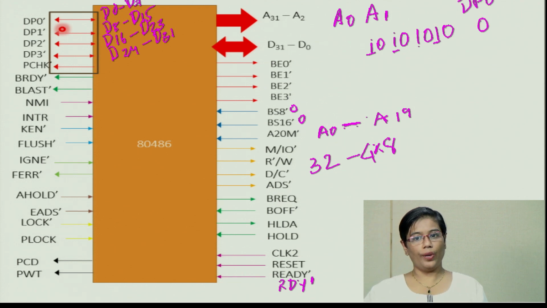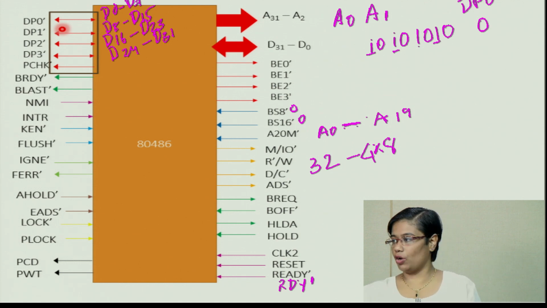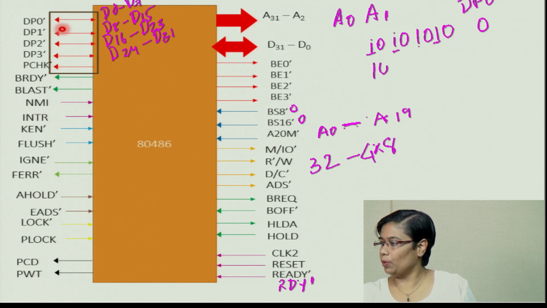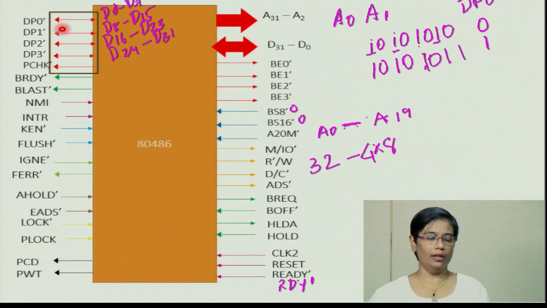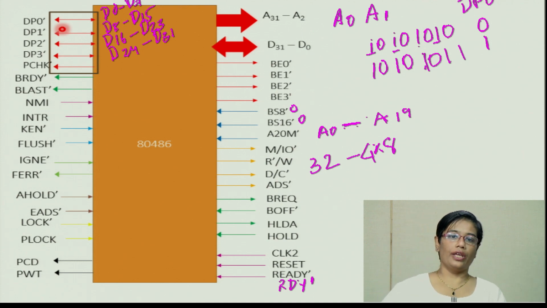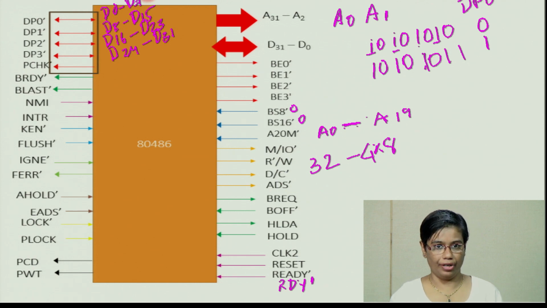If the data available on D0 to D7 happens to be AB instead of AA, so AB would be 10101011. In this case, there are an odd number of ones. So DP0 would be 1 to maintain the even parity. So each of these parity bits is associated with 8 bits of data. So D0 to D7 with DP0.